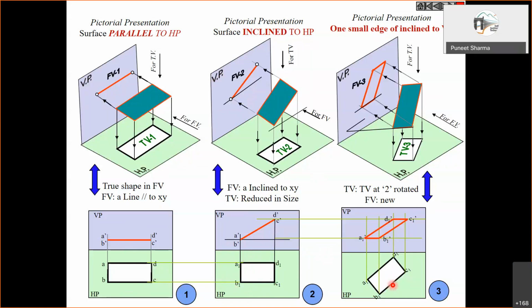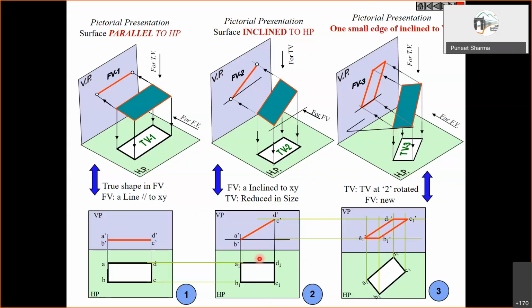view in this position. The same thing is being redrawn by keeping this at certain desired inclination, and this will amount to rotating this plane figure, right? Rotating this plane figure by maintaining same inclination with the horizontal plane. Okay, let me repeat.